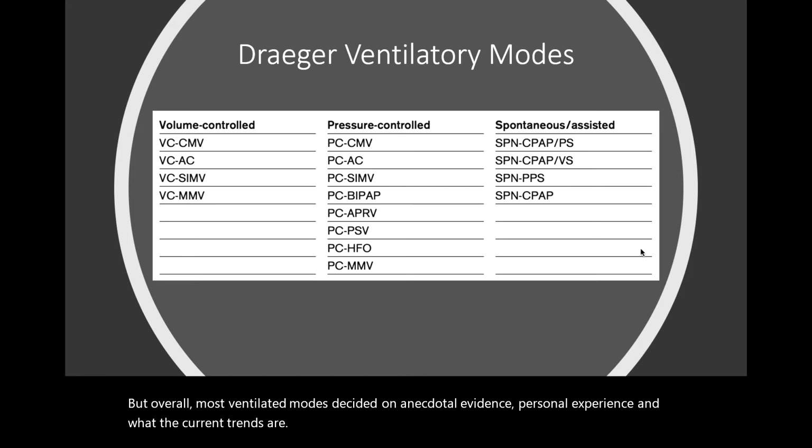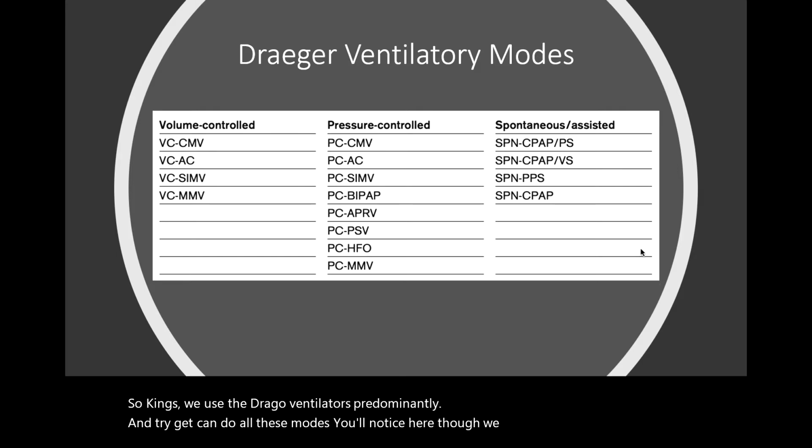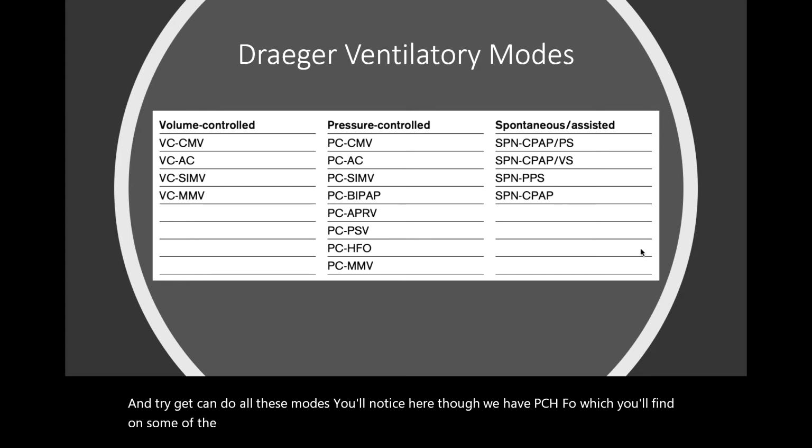So at King's we use the Draeger ventilators predominantly, and Draeger can do all these modes. You'll notice here though we have PCHFO, which you'll find on some of the neonatal ventilators, but you won't find those on the vents on PICU.